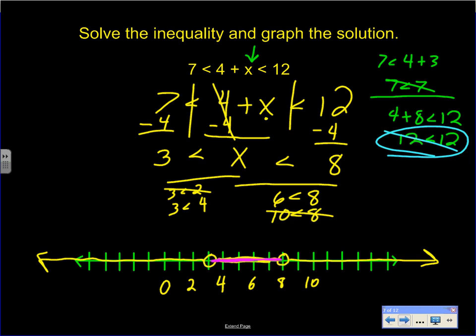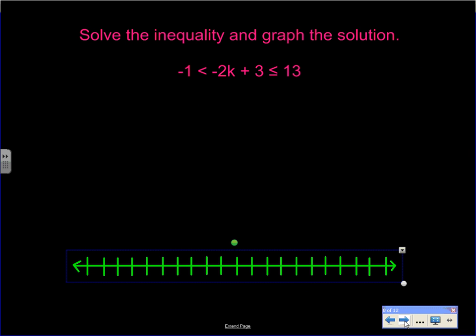All right, let's move on. We got a problem here. If you need to, you can separate this into two problems. I'm not going to do that. I'm going to leave it as one problem here. Let's go ahead and work this out here.